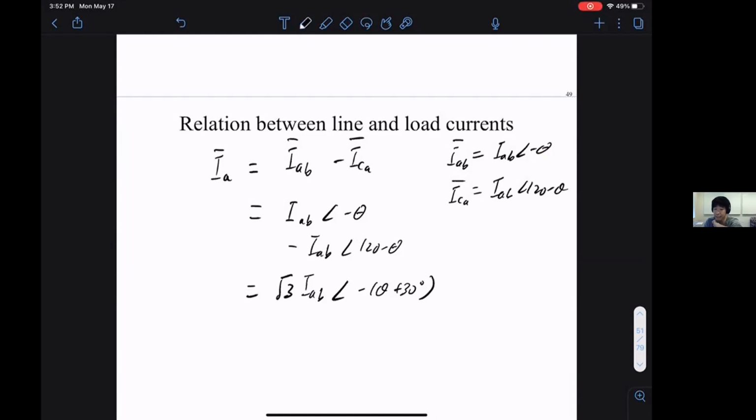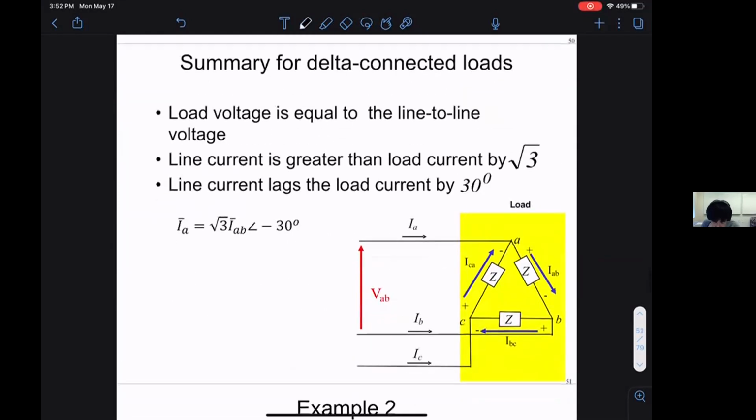Okay, so for delta connected loads, the load voltage is equal to the line-to-line voltage, and the line current is greater than the load current by a factor of √3. Any questions with these calculations?